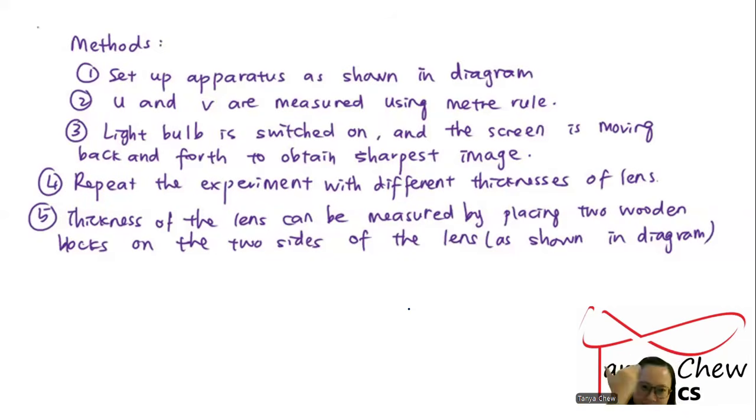And always repeat the experiment with different thicknesses of the lens. That is why measuring the thickness of the lens is very important. The thickness of the lens can be measured by placing two wooden blocks on the two sides of the lens as shown in the diagram. Whenever I draw, I don't have to explain that much. Could you see that? So drawing a diagram is very important. But don't just draw a diagram, you have to draw a labeled diagram. That is super duper important.